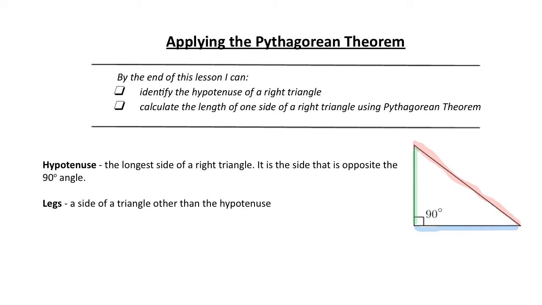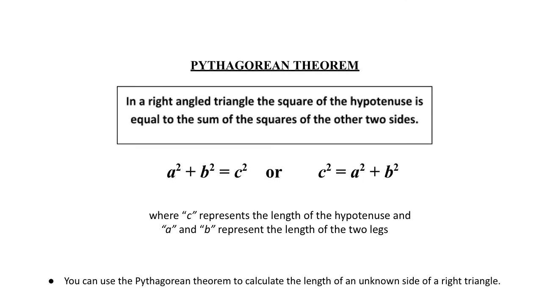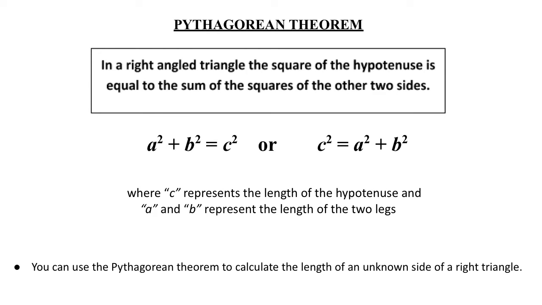In order to do that, we can use a very specific mathematical theorem, which we call the Pythagorean theorem. The Pythagorean theorem states that in a right-angled triangle, the square of the hypotenuse is equal to the sum of the squares of the other two sides. The mathematical formula for the Pythagorean theorem is a squared plus b squared equals c squared.